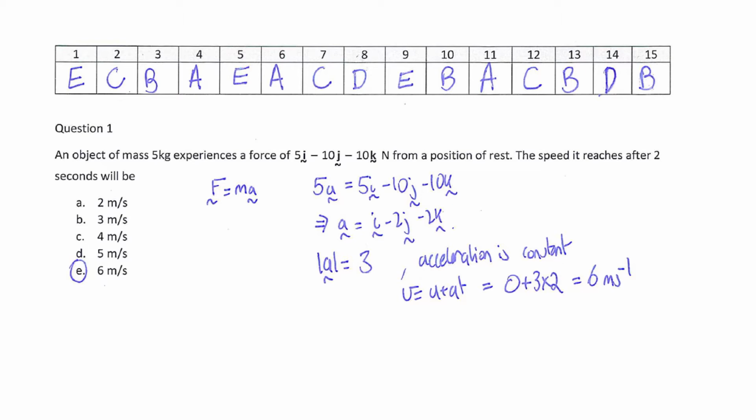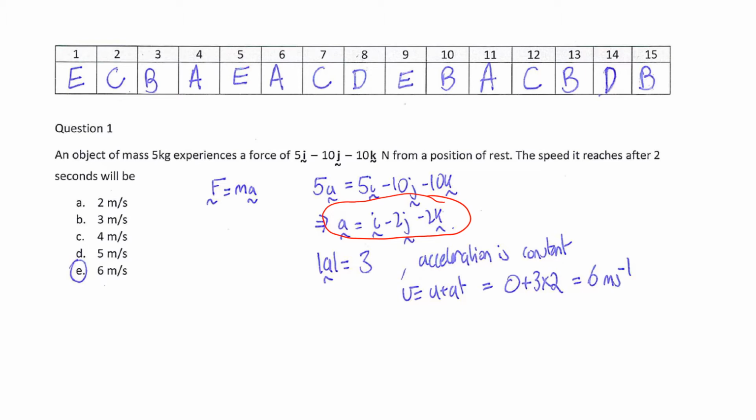It's all about an object of mass 5 kilograms experiencing a constant force from rest. Constant, yeah? So you don't see any of those components in 3D being a function of time. So it's a constant force from rest, so you think constant acceleration. We need to determine the speed it reaches after 2 seconds. So again, F equals ma, dividing everything through by 5, and you've got an expression for acceleration. There it is. Okay, now it's constant acceleration, so we might as well analyze it using our constant acceleration formulas.